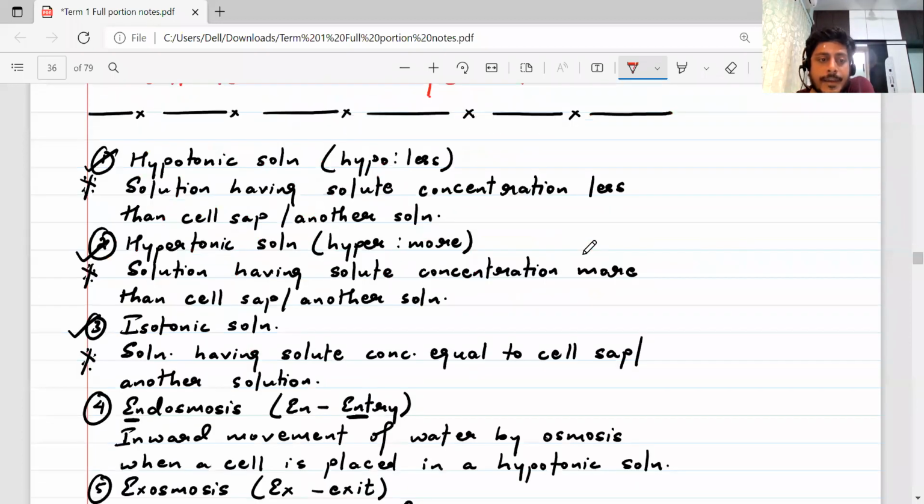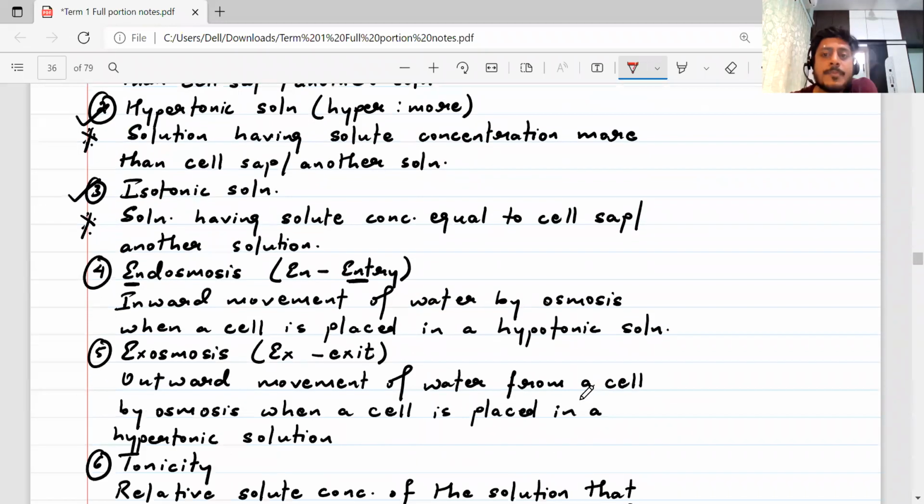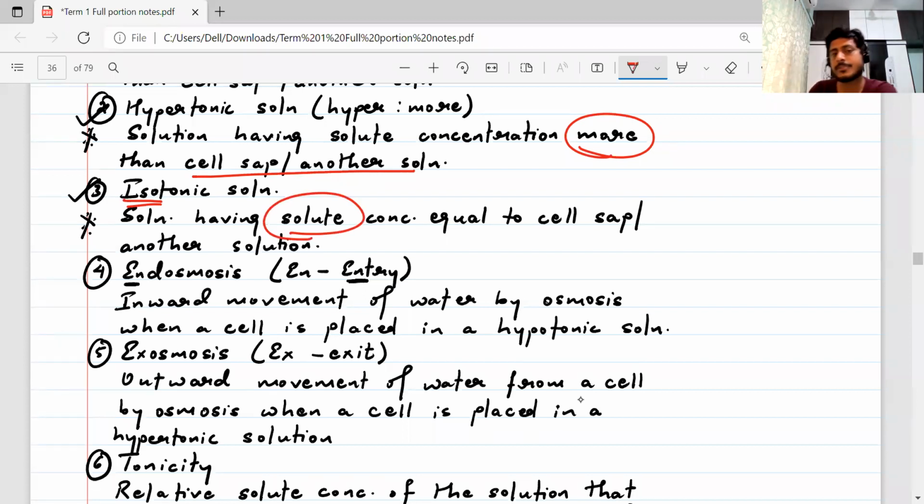Then we move ahead. Hypo का definition देखो. Hypo is less. What is less? Solute is less as compared to cell sap and other solution. Hyper is more. What is more? Solute is more as compared to cell sap or another solution. Iso is equal. What is equal? Solute concentration as compared to cell sap or another solution.